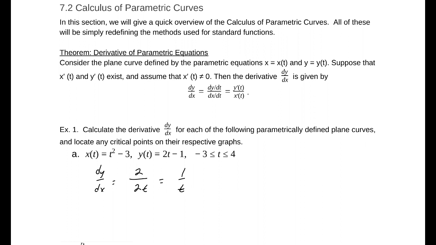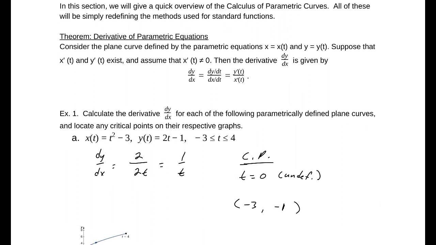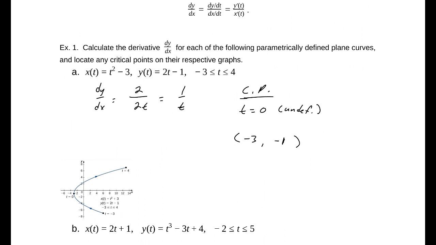All right, now our critical points are going to occur whenever t equals 0 because it is undefined. Well, if t is 0, the point, evaluating each of those, is -3 and -1. So at (-3, -1) is where we're going to have a critical point on our graph. So here is the graph in very small font. And here's our point, (-3, -1). If you notice, the slope of that is undefined. And that is the only critical point here.